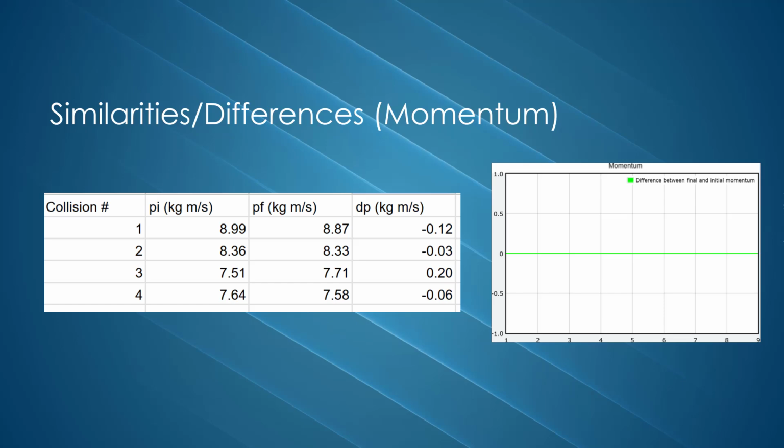Similarities and differences. On the right, you can see that the change in momentum is always 0 in our model. On the left, from our video analysis, there's a slight change in momentum, which can be explained by the fact that some energy is lost due to factors like sound and friction.